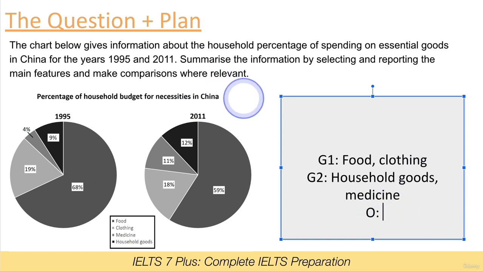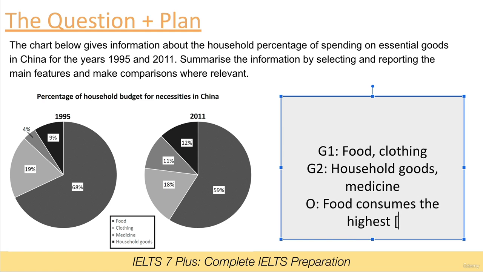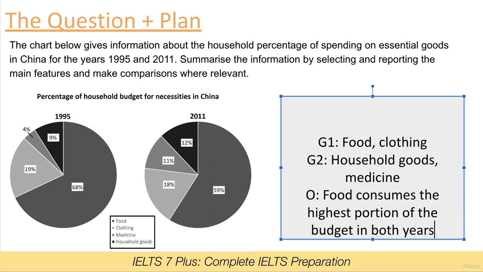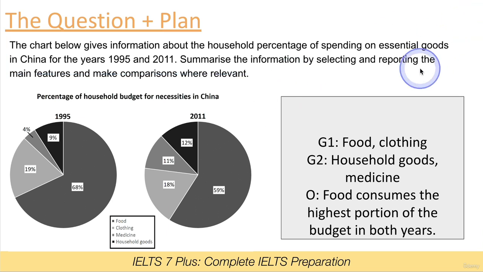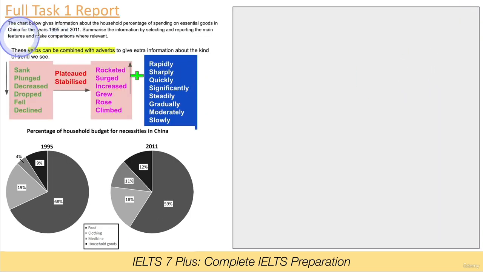So the overview, food consumes the majority, the highest portion of the budgets in both years. Okay, so that is a large section of this, is the food. Right, I think that's good. We've got our two groups there. We've got our overview statement. Let's now go to the write-up. And we've got our question, we've got some useful vocabulary, and of course we've got the data itself here.